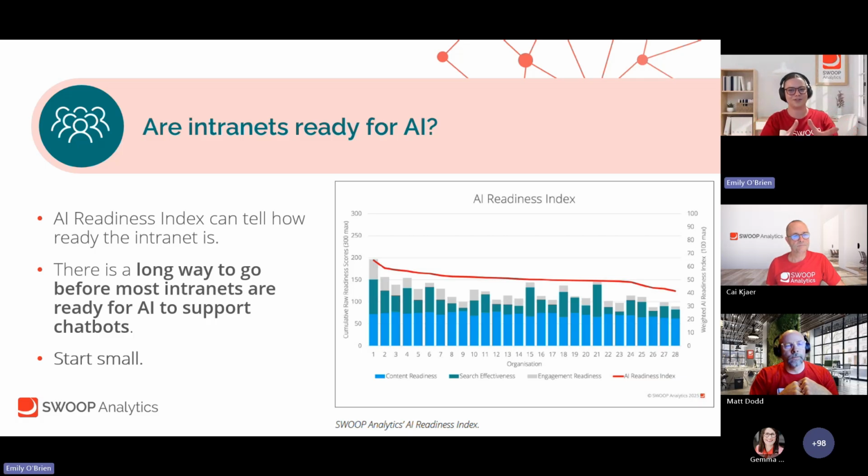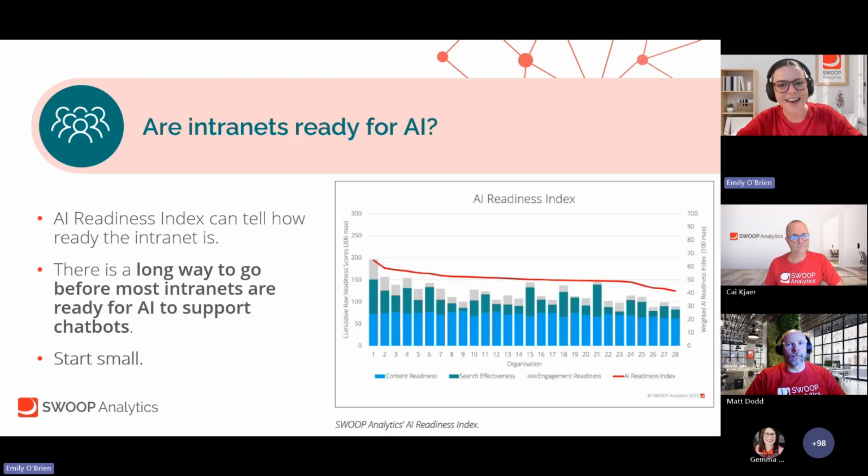This insight is not based on assumption, it's based on real usage data. What you're seeing on the screen is based on real-life behaviours from over 230,000 intranet visitors. It's an analysis of about 160,000 intranet pages across 28 organisations. And the outcomes from this analysis are exactly why we created the AI Readiness Index, which you can now access within a SWOOP dashboard. It's a practical way for organisations to understand how prepared their intranet content is for AI.